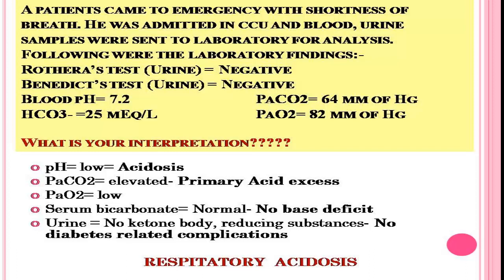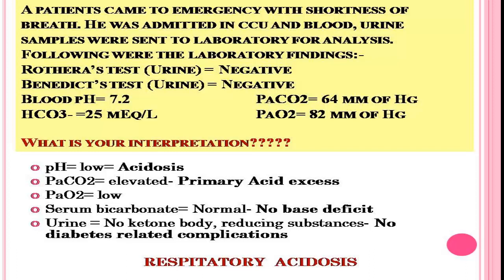Rothera's test for urine is negative. Benedict's test for urine is negative. pH is 7.2. PaCO2 is 64 mm of Hg. PaO2 is 82 mm of Hg. Serum bicarbonate is 25 milliequivalent per liter. So what is your interpretation from this chart?